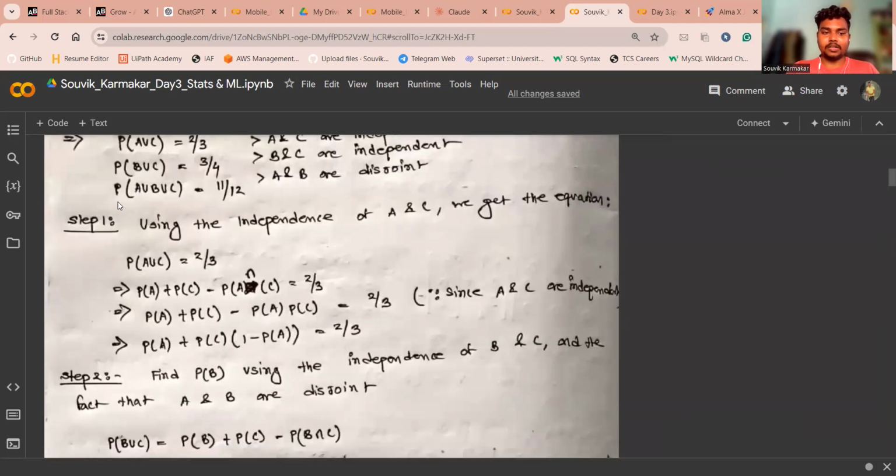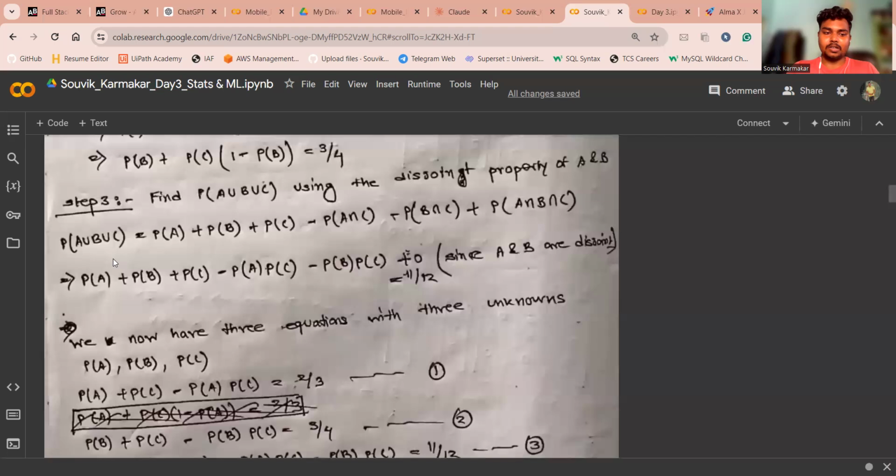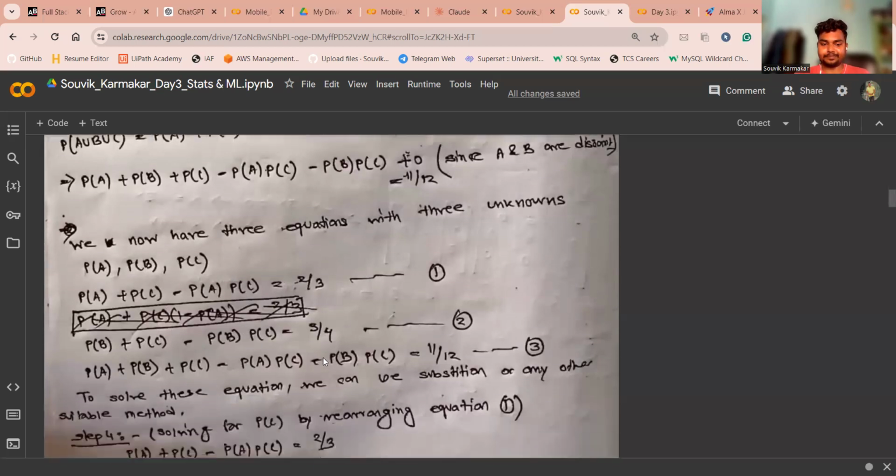After that, we need to simplify the third equation, and in this case A and B are disjoint. After simplifying, we get this simplified version of the equation. Since A and B are disjoint, the term P of A intersection B intersection C will be 0. So this is the final equation. We have written down all the equations that we simplified from the main equation.